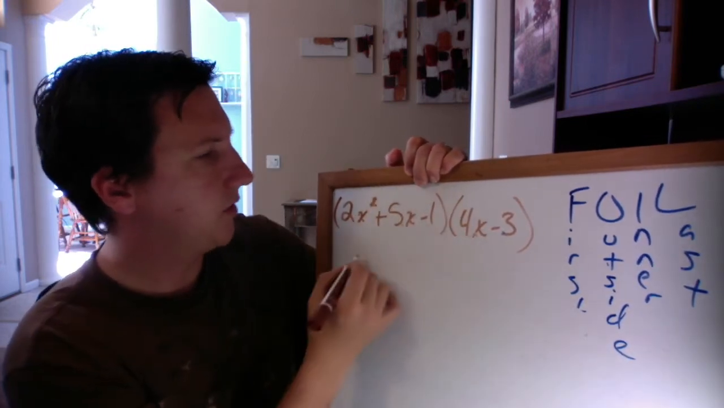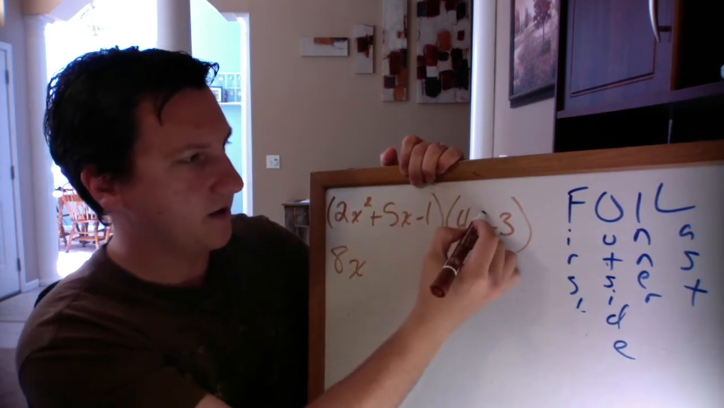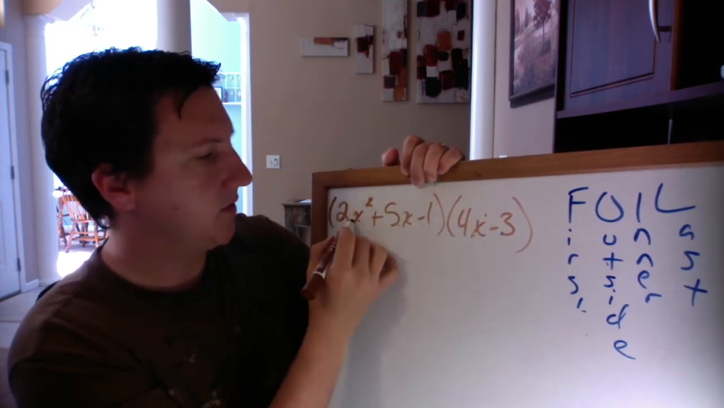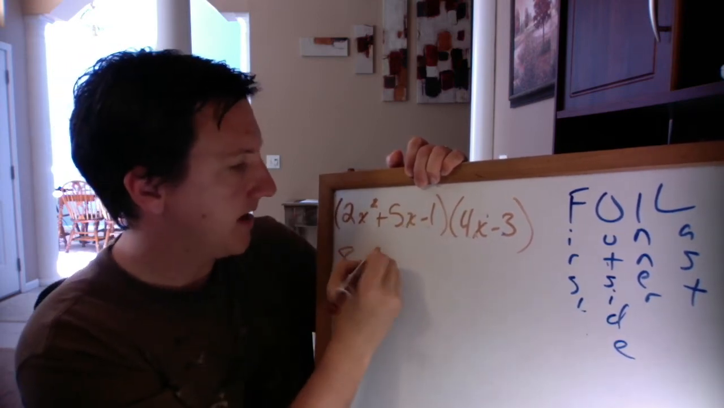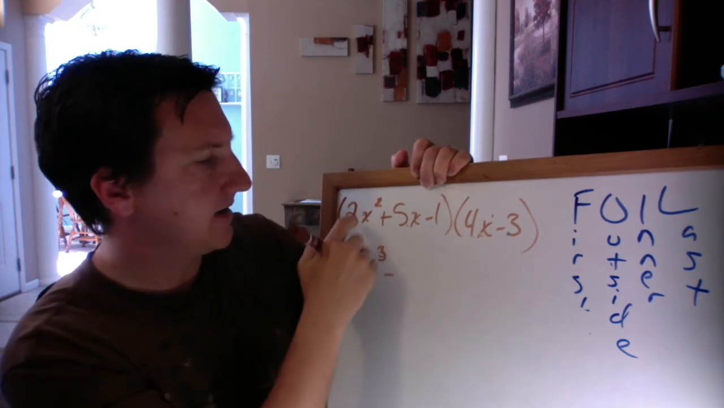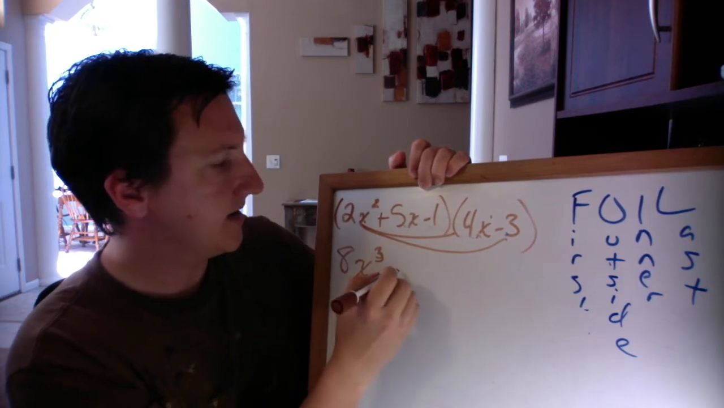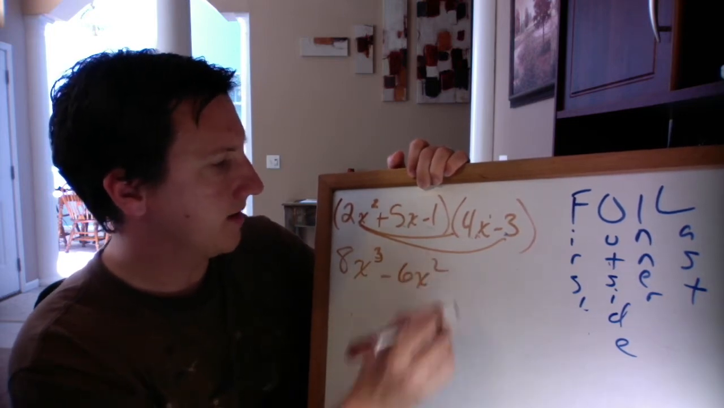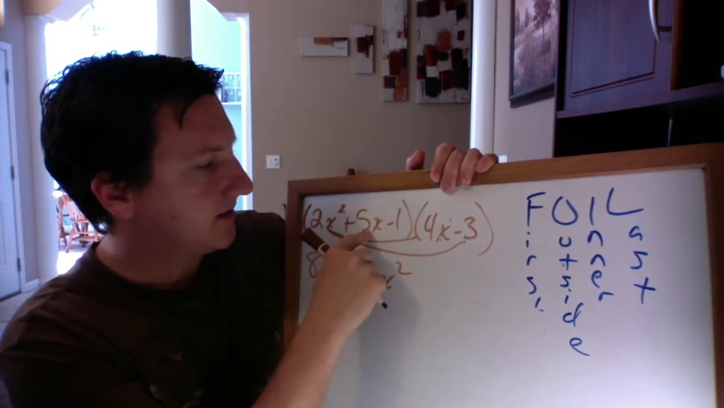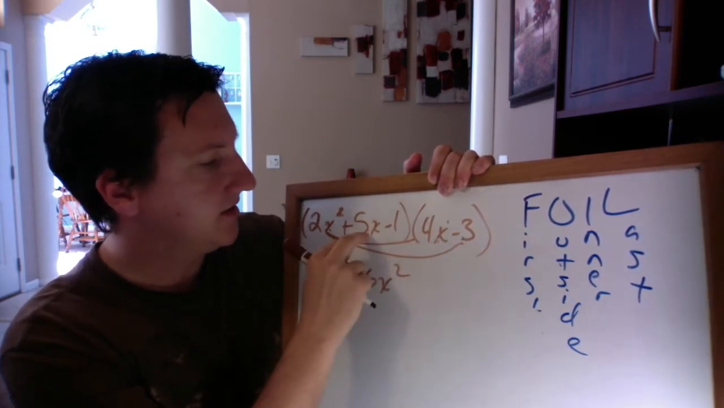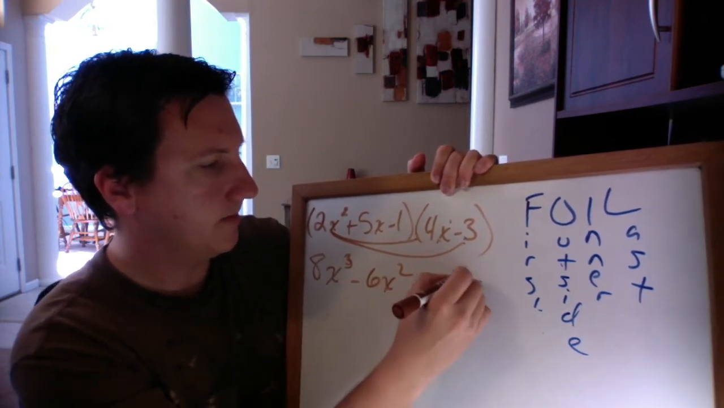2x squared times 4x is 8x. Remember, that's like a 1 right there, right? So I'm multiplying, so x squared times x is x to the third, because I add those exponents. 8x cubed, so that was that one. Now it's this one. 2x squared times negative 3 is negative 6x squared. 5x, I'm just going down the line here. I'm going to multiply the 5x times each of these. So 5x times 4x is 20x squared.